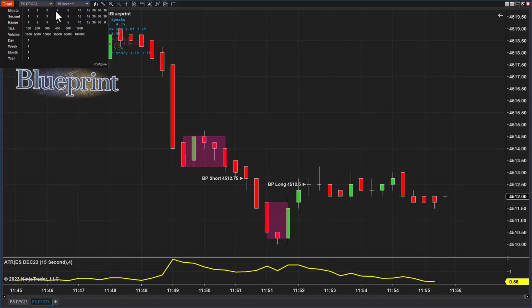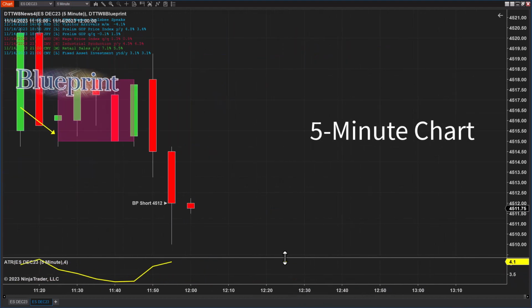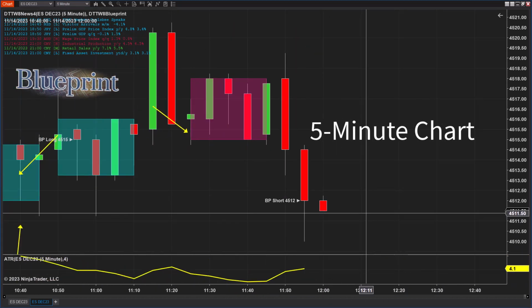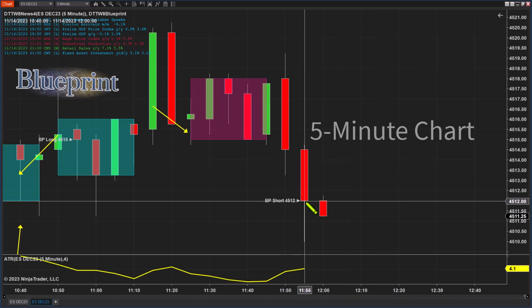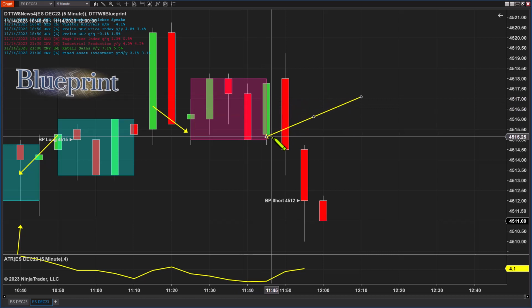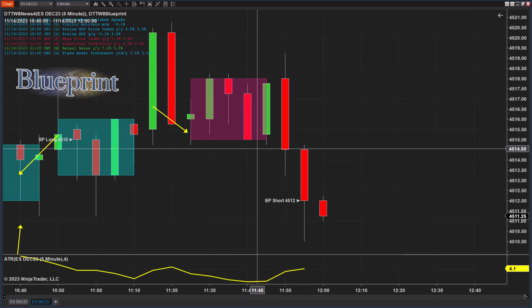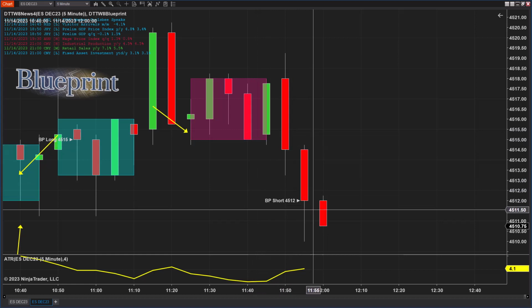So we did a 1 minute. Let's go back to the 5 minute. Yeah, the 5 minute chart right here. You see, I anticipated that this was going to be a short signal because it's coming from this area. 1, 2, less than 1.5 times the distance, and now we're short.